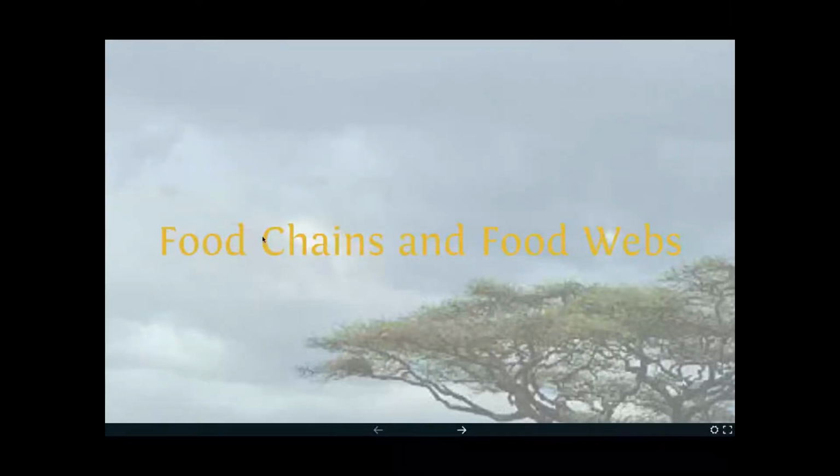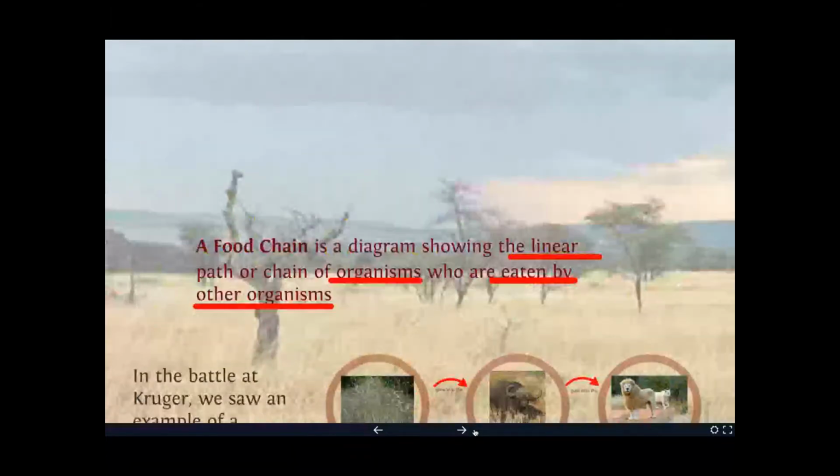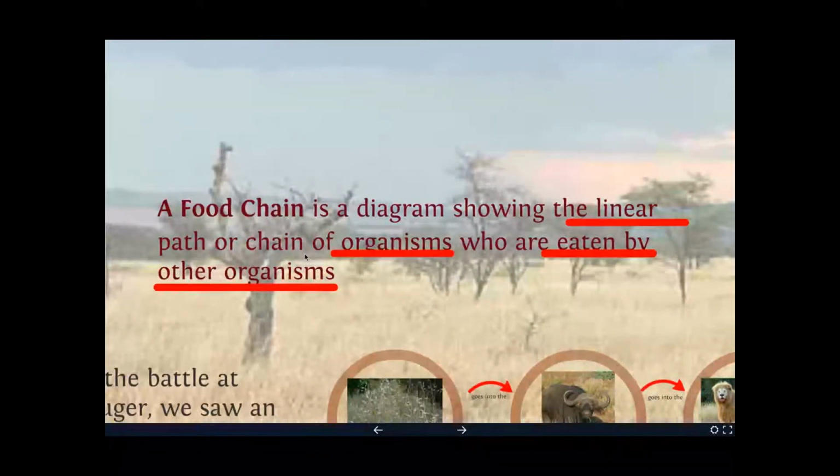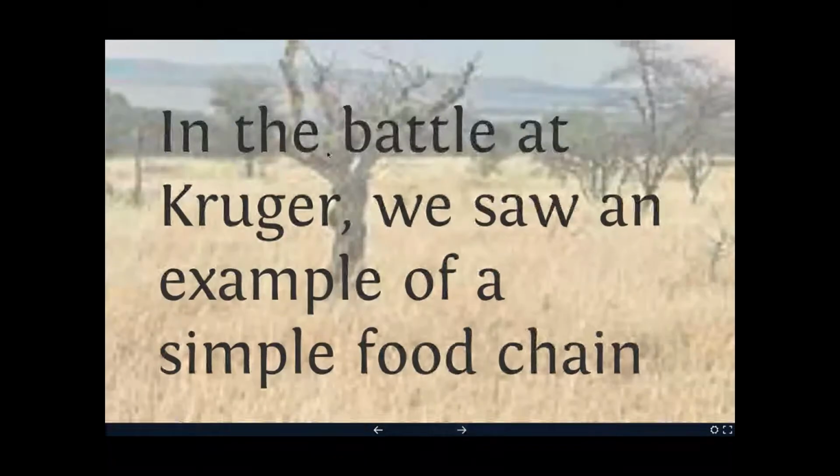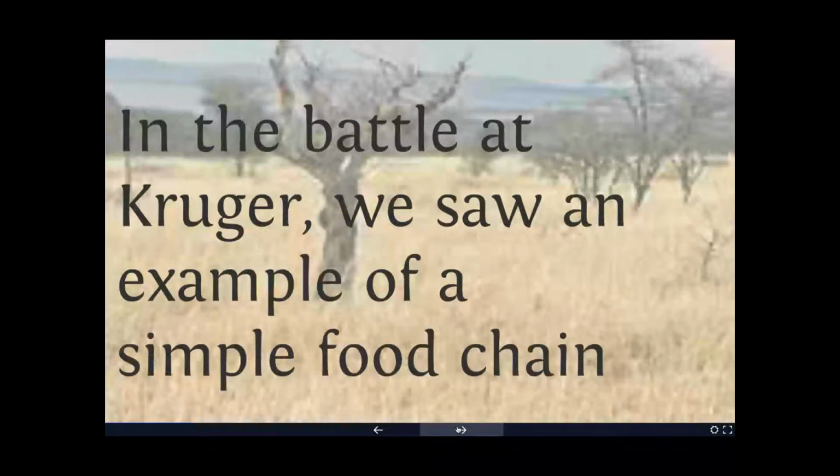Okay, today we're going to take a quick look at how to make food chains and food webs. These are pretty easy. A food chain is just a diagram showing who eats who. So this isn't anything difficult. We saw a great example of that when we watched the video of the battle at Kruger.